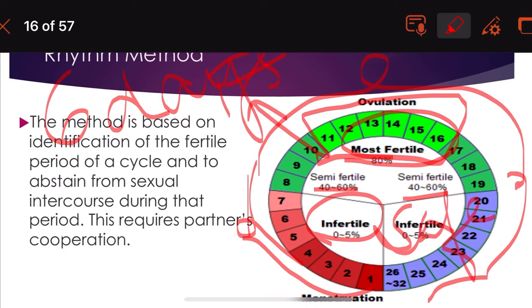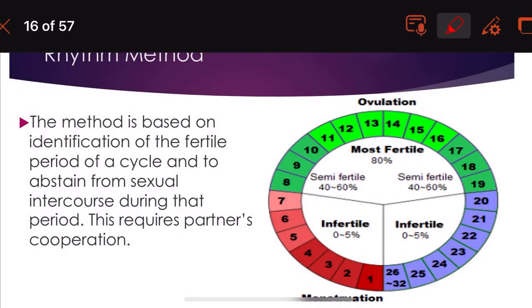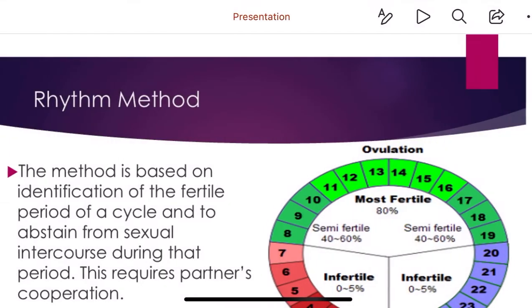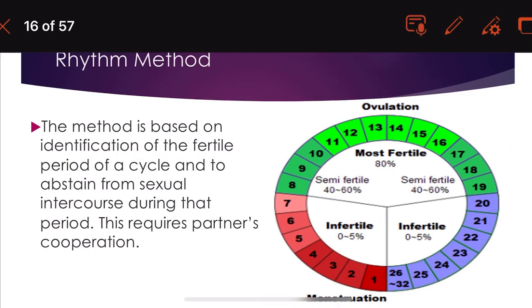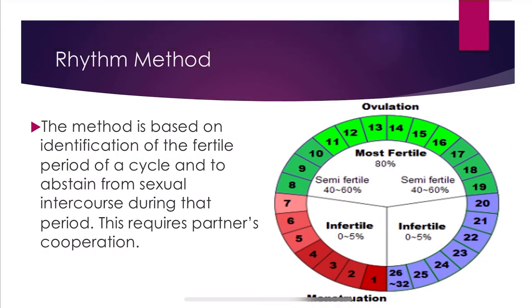So the first 7 days she is infertile. Then from the 8th day to the 19th day is the fertile period. Then the 20th to the 32nd or 26th day. It depends on each woman, so it will be different for every woman. Accordingly, using a chart or a cycle, she has to calculate her fertile period, and she has to abstain from sexual intercourse during that period.